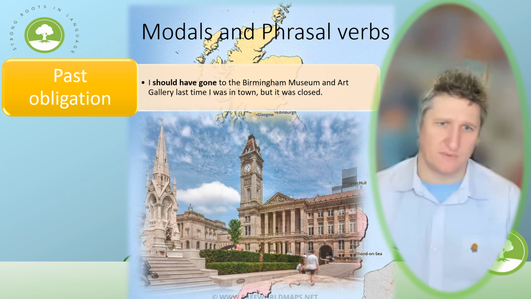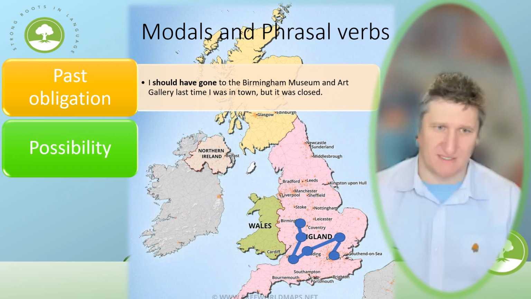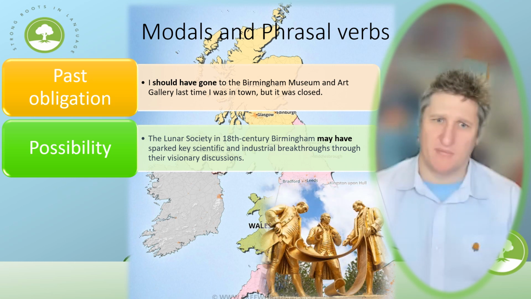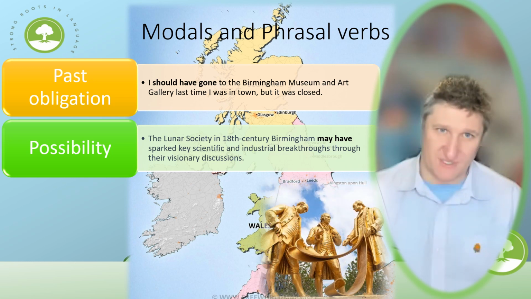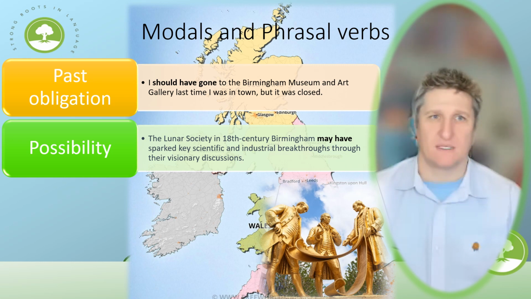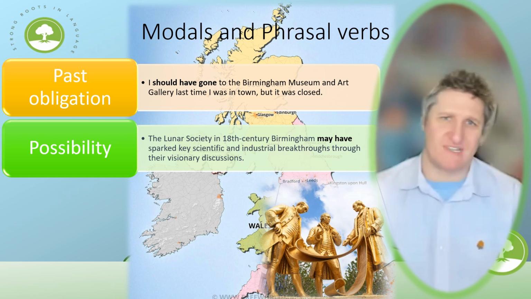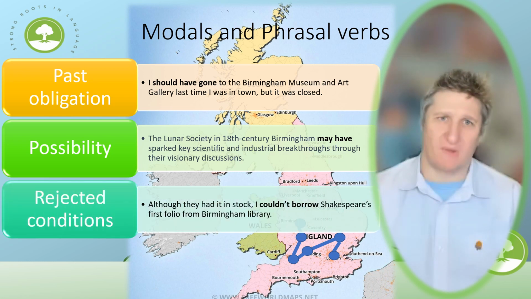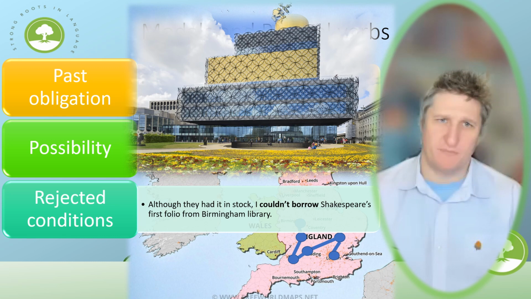For example, that was BMAG, there it is, but possibility. The Lunar Society in 18th century Birmingham, including these golden boys, may have, might have, could have sparked key scientific and industrial breakthroughs through their visionary discussions. You can also use it to express rejected conditions, such as, although they had it in stock, I couldn't borrow Shakespeare's First Folio from Birmingham Library.